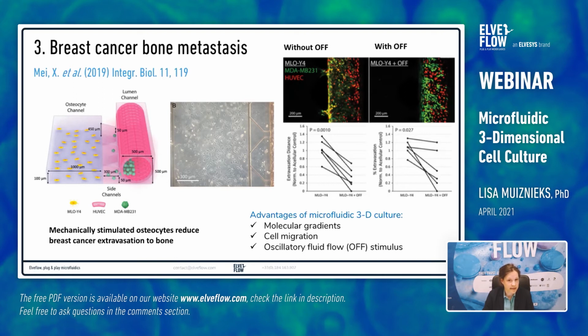The mechanical stimulus induced an intracellular calcium response by the osteoclasts, and it correlated with substantial reduction in cancer cell extravasation, both in the number of cells that moved and the distance that they moved, compared to no mechanical stimulation. Again, the microfluidic 3D culture environment enabled the formation of chemical gradients, this time induced by a mechanical stimulus, to study disease progression and potential therapies.